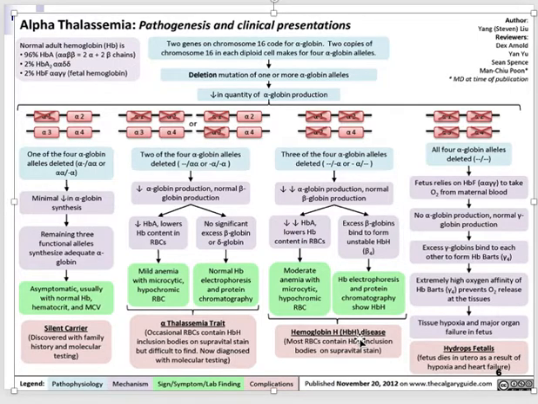And what happened? These are the people who have moderate anemia with microcytic hypochromic RBCs. They have splenomegaly and things like this. Whenever all four genes are affected, we call it Hb Barts or hydrops fetalis. This is usually incompatible with life. They are born dead.